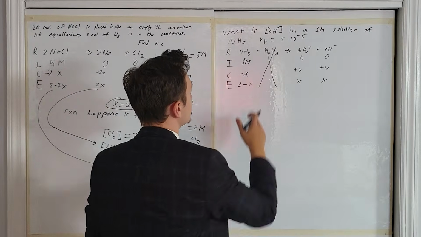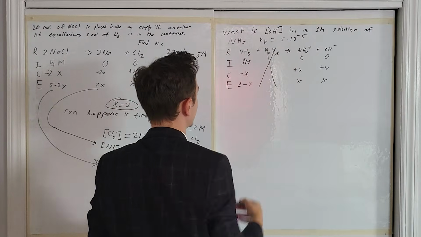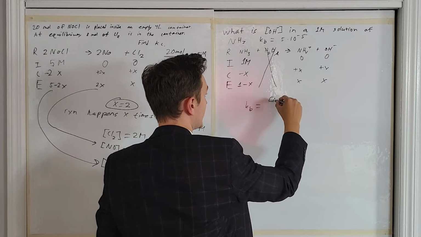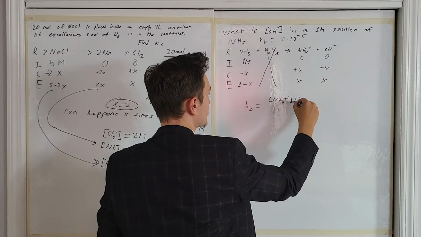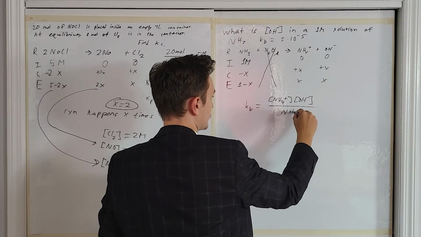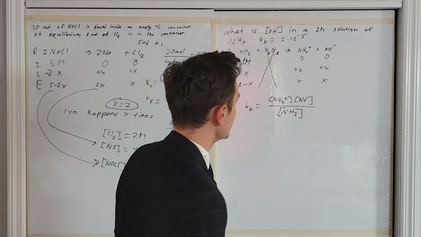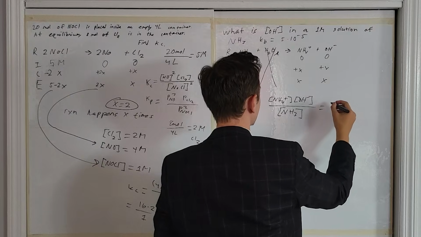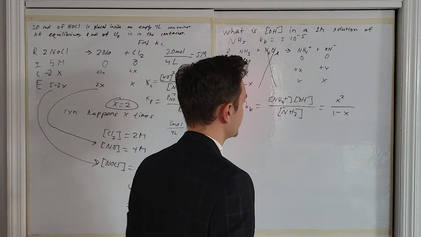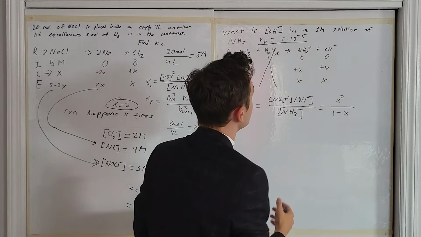And now this Kb, it's the same as our Kc, except for bases, okay? Bases produce OH minus. Our Kb is the concentration of NH4 plus times the concentration of OH minus all over the concentration of our reactant, NH3, okay? So, substituting in these values, we're going to get that this is equal to x squared all over 1 minus x, okay? Now, what I'm noticing here is that my Kb, my K equilibrium constant, is very small.